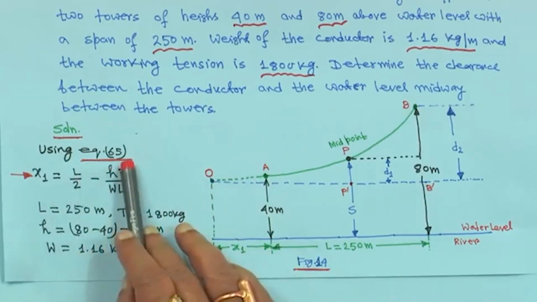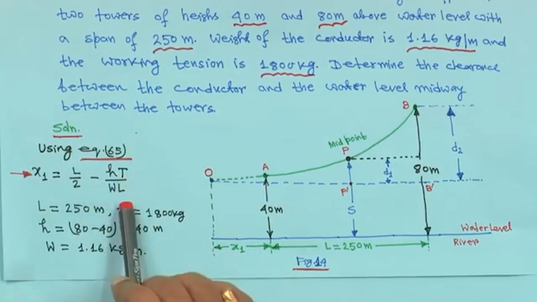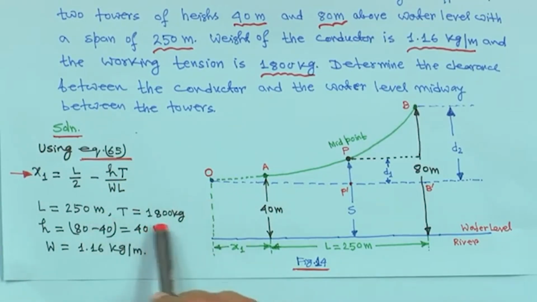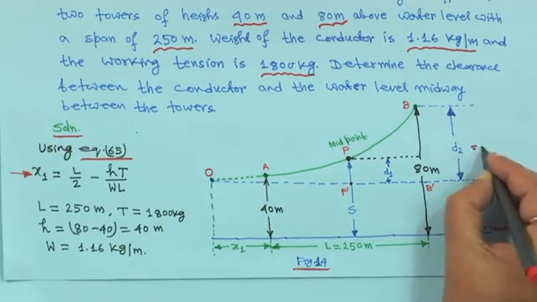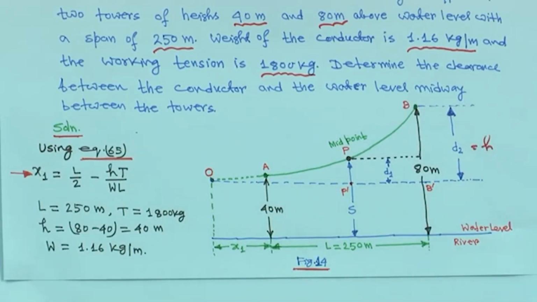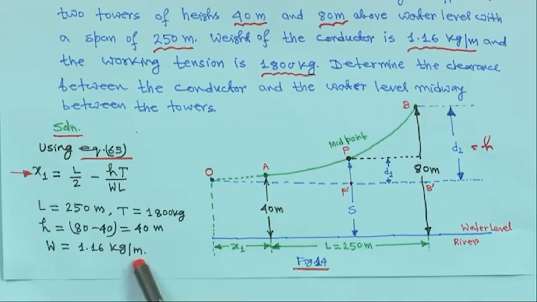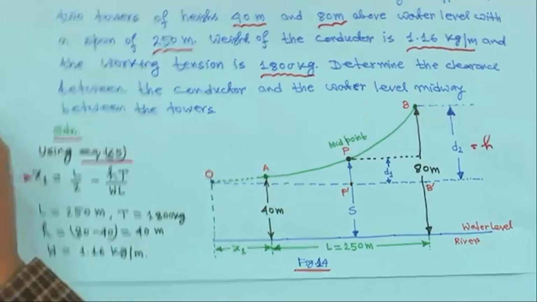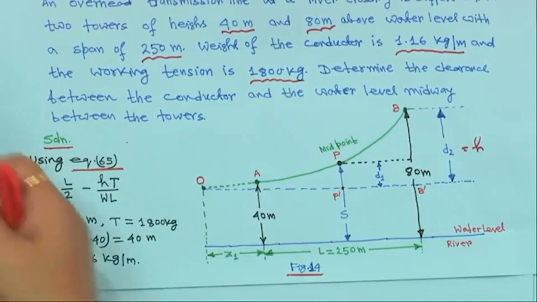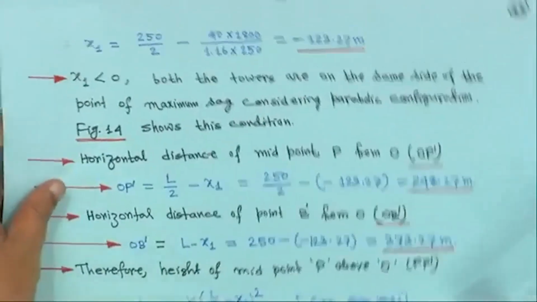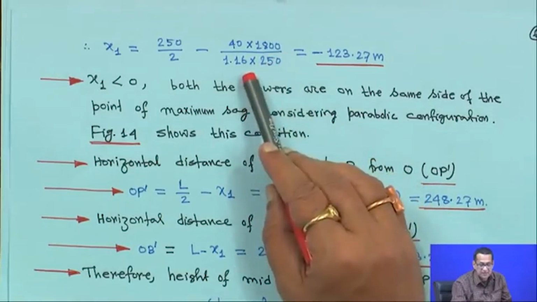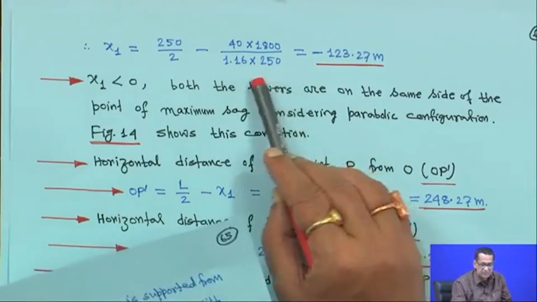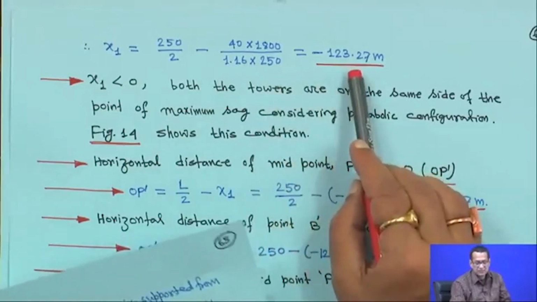For example, using equation 65, x1 is equal to L by 2 minus H T upon W L. L is given as 250 meter, T is given as 1800 kg, H is 80 minus 40 meter, right. This D2 is actually nothing but H. So, H is equal to 80 minus 40, so 40 meter, and W is equal to 1.16 kg per meter. That means x1 is equal to 250 by 2 minus 40 into 1800 divided by 1.16 into 250, that is W into L, which comes to minus 123.27.